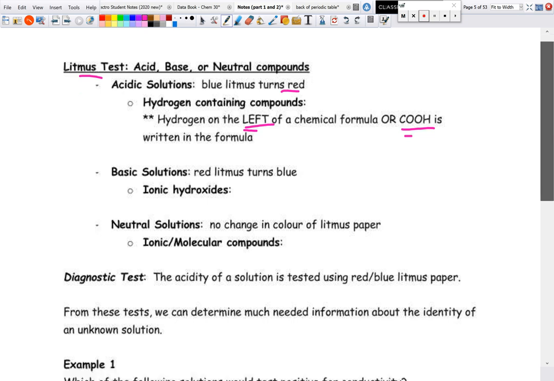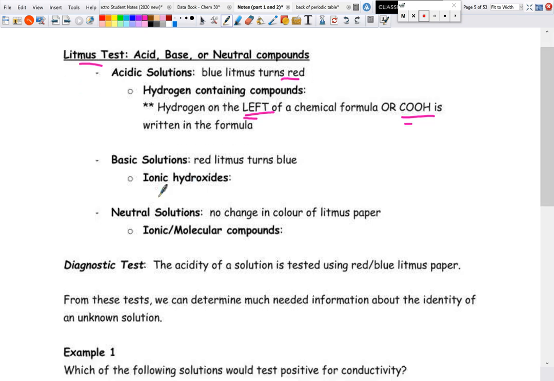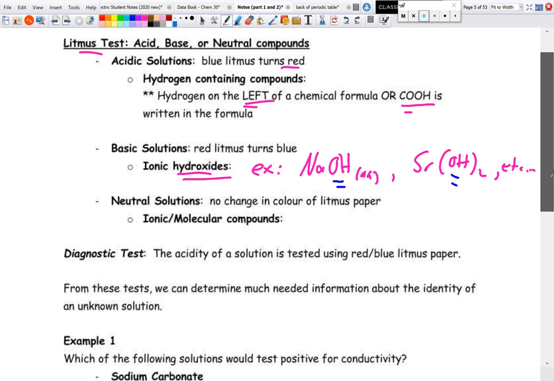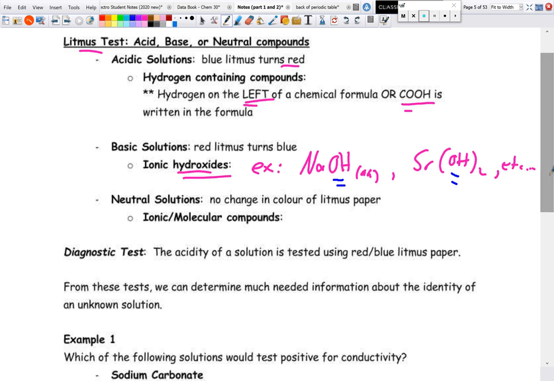Now, basic solutions, right? Remember, these are all ionic hydroxides. So you see hydroxide in the chemical formula, something like sodium hydroxide, strontium hydroxide. If you see the hydroxide ion in here, then it's going to be considered a base. And these turn our red litmus paper blue.